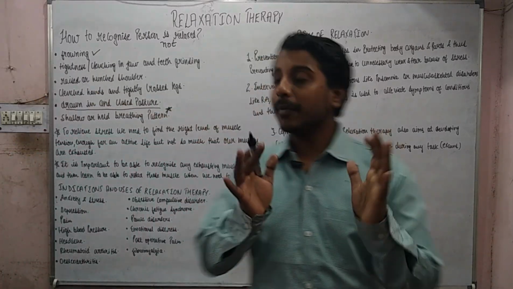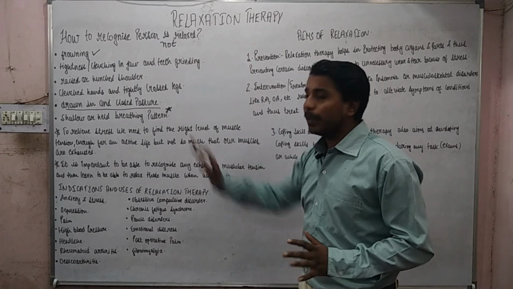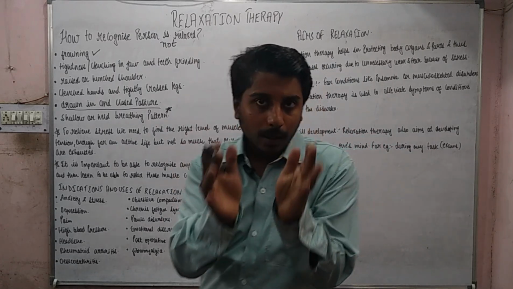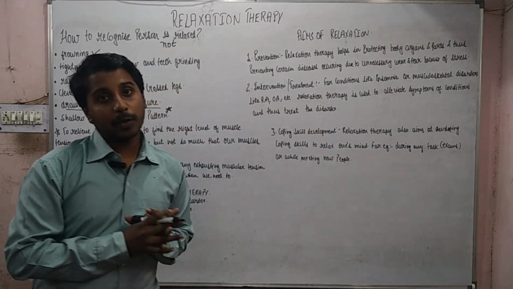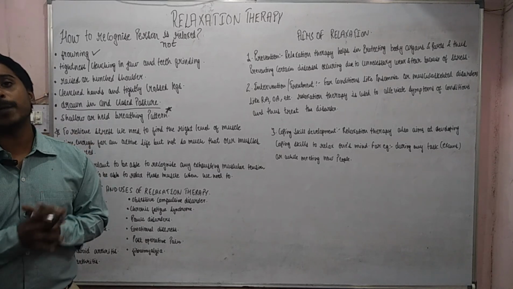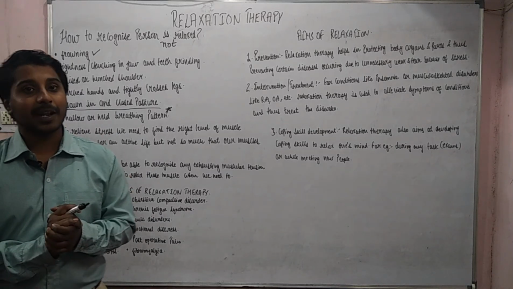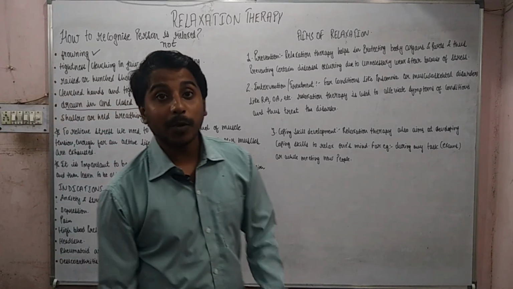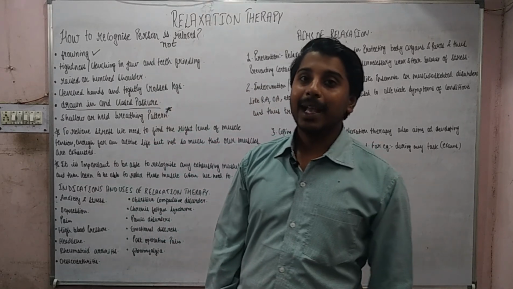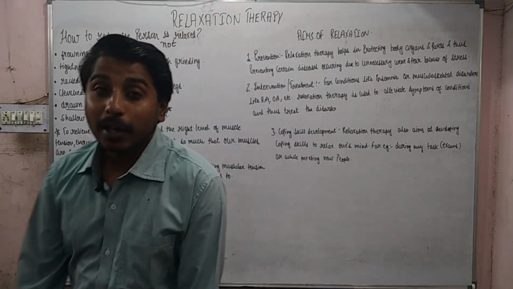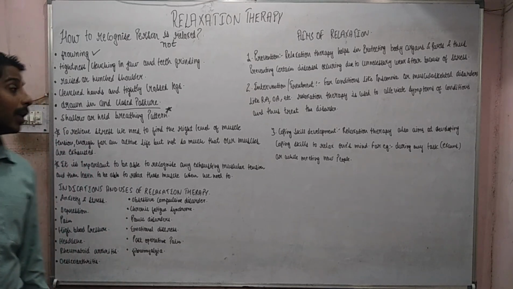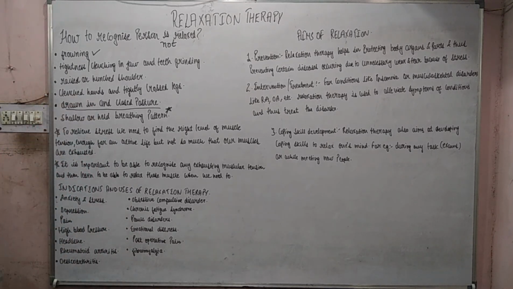So till now we have studied the features. Simply saying, you can just watch the person with your eyes: the posture of the person indicates the stress level. There will be frowning, then slightly elevated shoulder, closed posture, then shallow or held breathing, then clenched hands, clenched jaw. These are some features. Then indications of relaxation therapy, a very simple part.